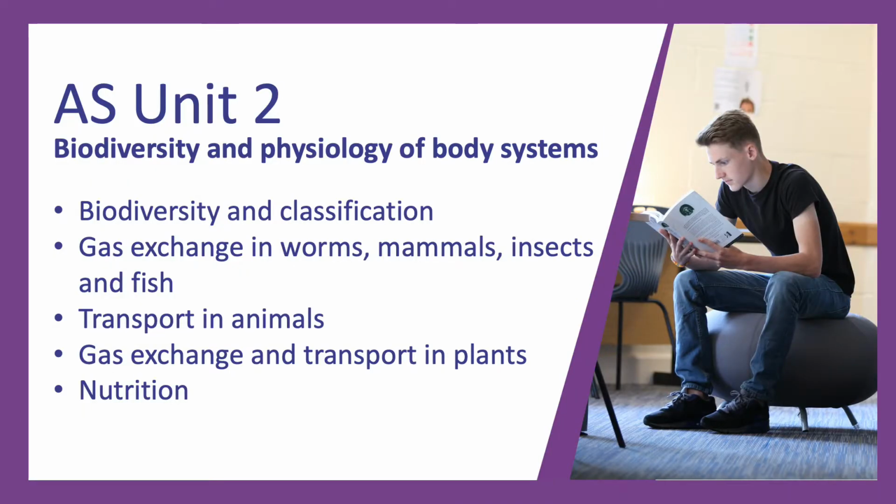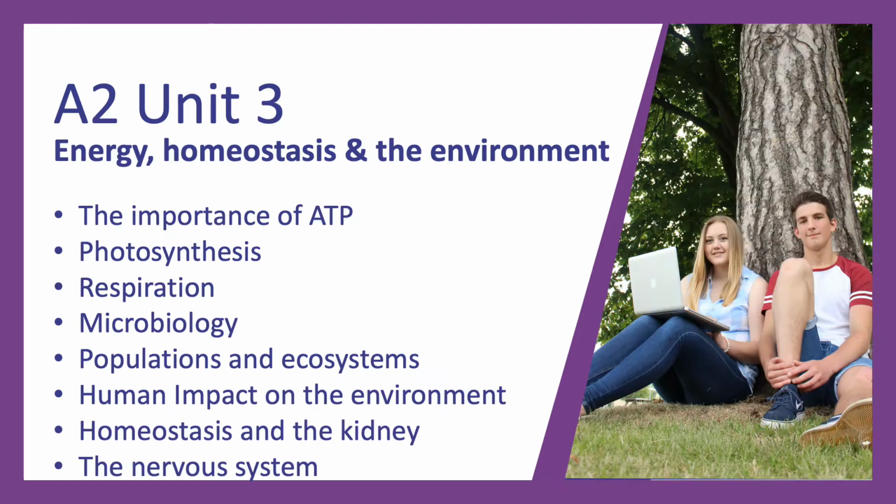You'll start Unit 2 in the January of your first year in college, and this really focuses on much bigger biology. So Unit 1 looks at the small stuff inside the cells, and Unit 2 builds you up generally then to whole organisms. So you've got the topics listed on the screen. You've got biodiversity and classification, gas exchange in a range of animals, transport in animals, so that will include the cardiovascular system, gas exchange and transport in plants, and then finally nutrition.